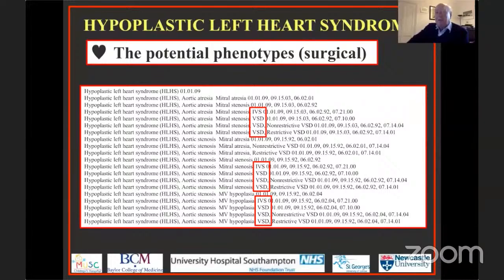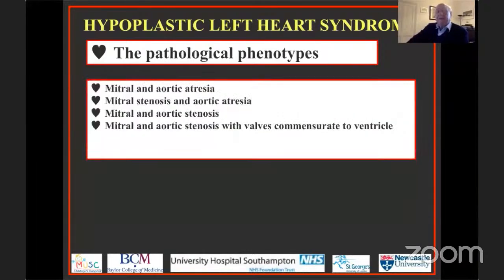And we don't see this as morphologists. But you note, in the combination of aortic stenosis, mitral atresia, they only have cases with a ventricular septal defect, and that is what we do see. And this will be the case that Grace is going to present to you.